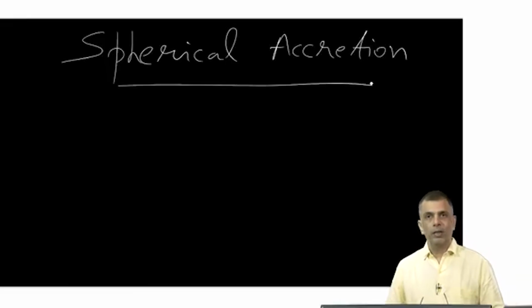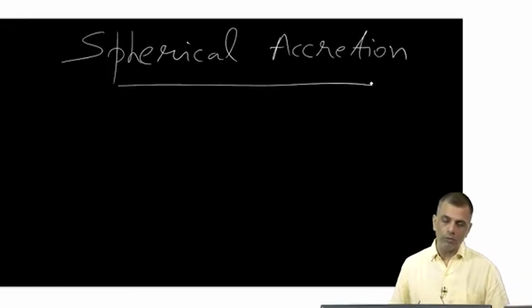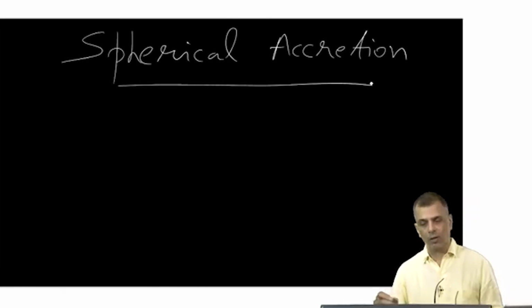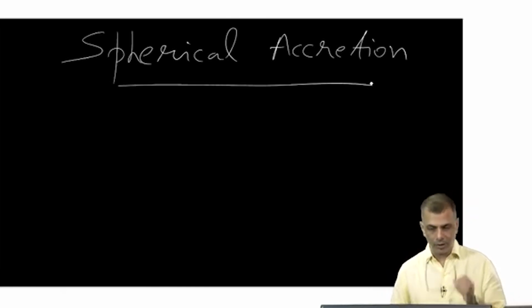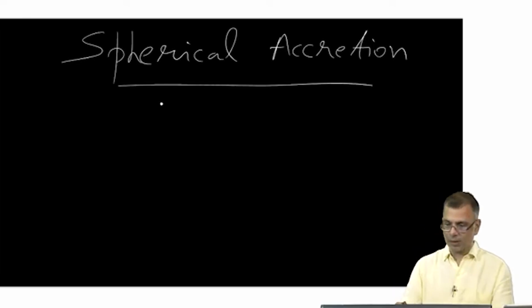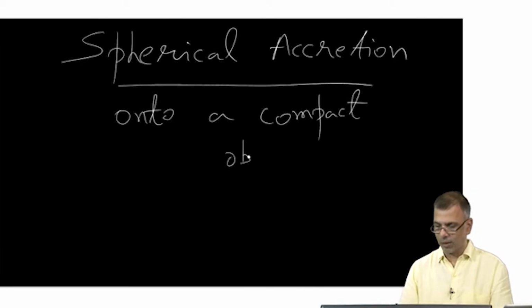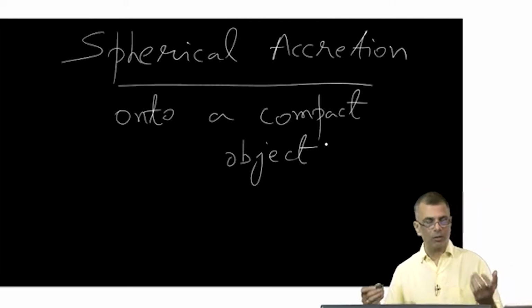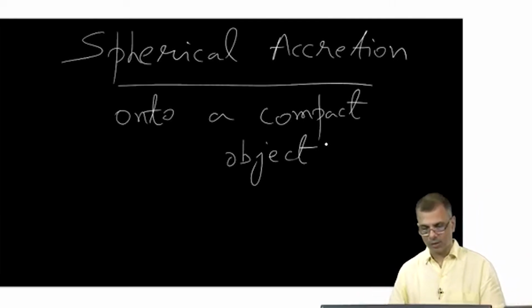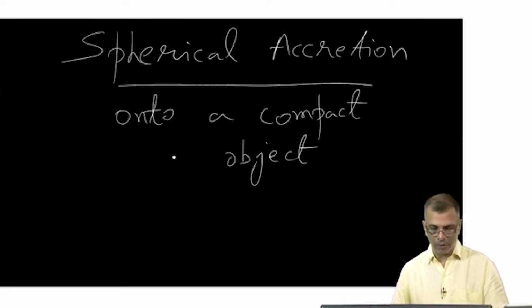So now we are ready to undertake an overview of the opposite of the solar wind, which is spherical accretion. In particular, spherical accretion onto a compact object, such as a black hole or a neutron star or things like this. This is what we will be discussing from now on, and we've already looked at the solutions.